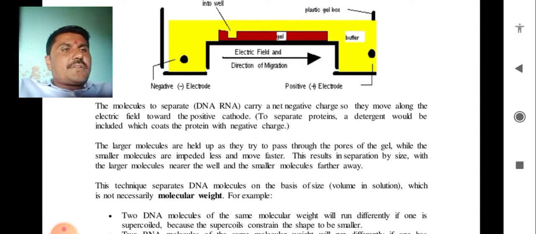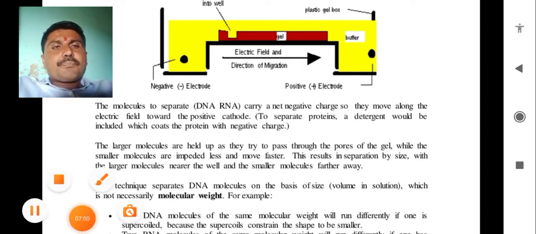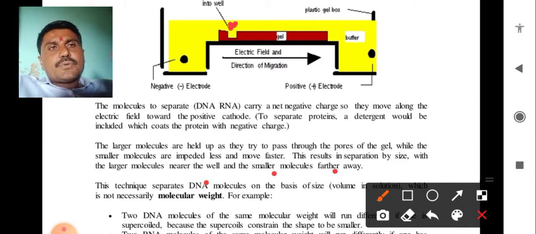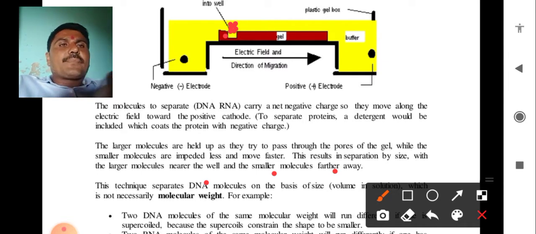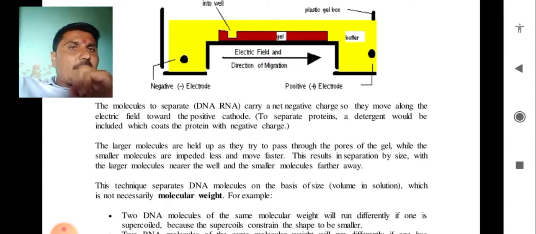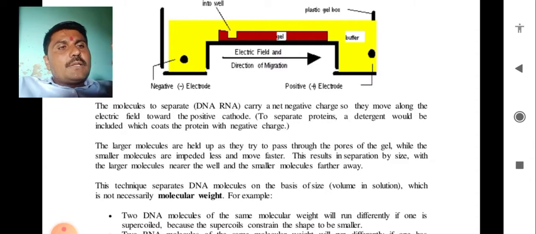The result is separation by size, with the larger molecules nearer the well and smaller molecules farther away. This one is the well which is shown over here. The smaller molecules will be observed here, whereas the bigger will lie somewhere here. So this technique separates DNA molecules on the basis of size, as we spoke earlier also. Volume in solution, which is not necessarily molecular weight.